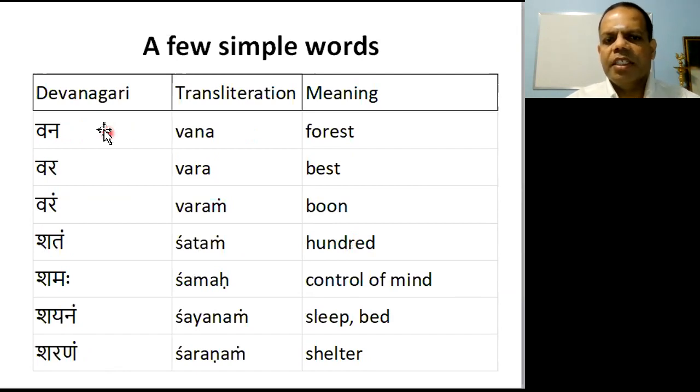The next word is vana. Vana means forest. Vrindavana. I thought it should be simpler for you all to read because the letters are simple. The next word is vara.